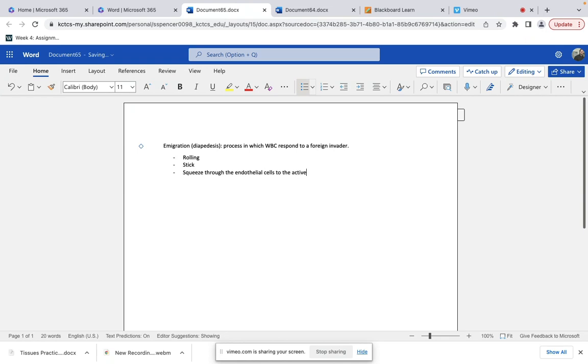the active infection, and it receives these chemical signals called interleukins. Interleukins are chemical mediators that tell which cell to come out, but they also direct them to the site of the foreign invader. Okay, so rolling, sticking, and squeezing through the endothelium, that's going to be important.